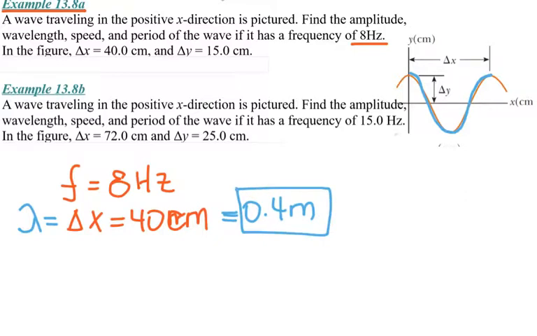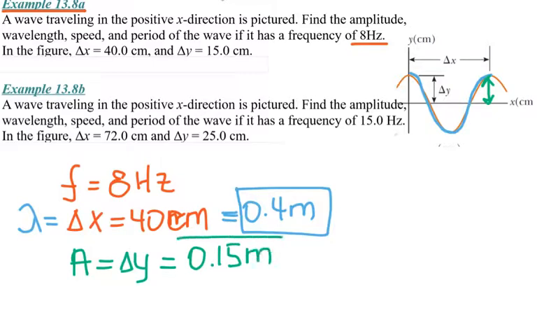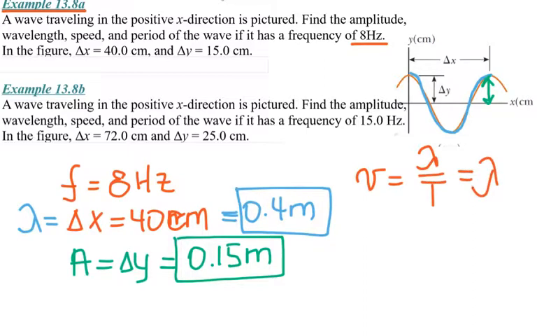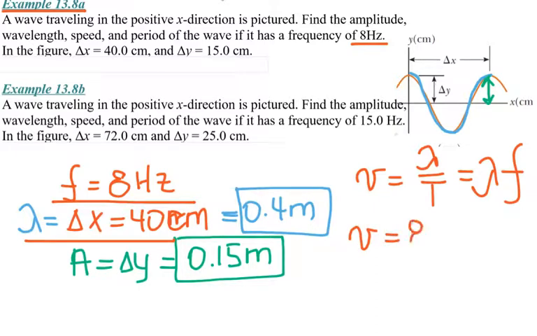The frequency is given. And y is 15 centimeters. And I know that the displacement from the equilibrium is called amplitude. So the amplitude is your y in this case. And that is 0.15 meters. Also, I learned just a few seconds ago that the velocity is equal to lambda over the time. But 1 over the time is the frequency, so I could rewrite my formula as lambda times frequency. Because I have wavelength and I have frequency, the speed of the wave is equal to 8 times 40 centimeters, which is 0.4 meters. So the speed of the wave is equal to 3.2 meters per second.